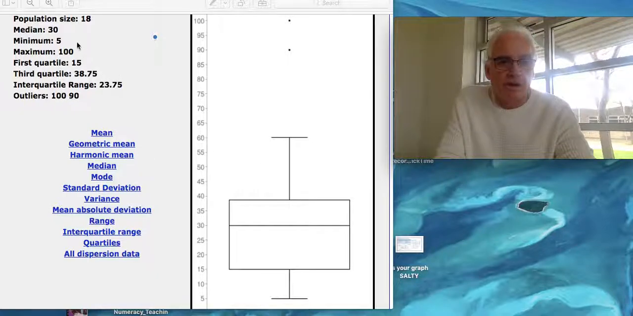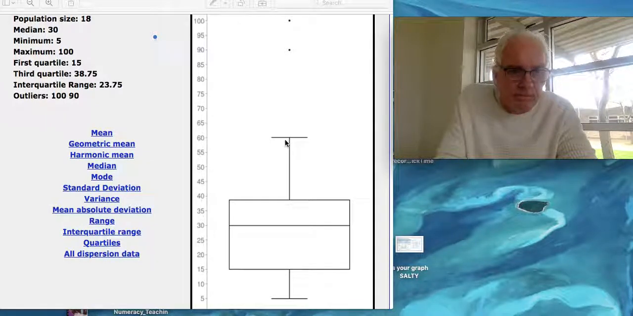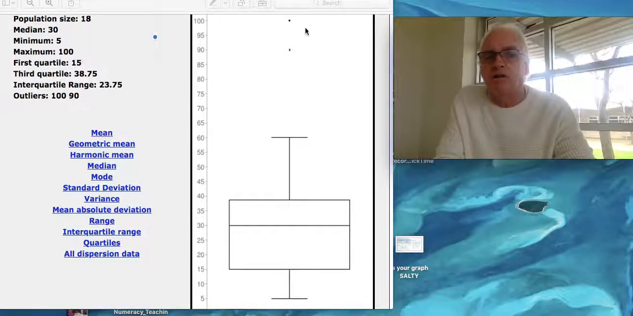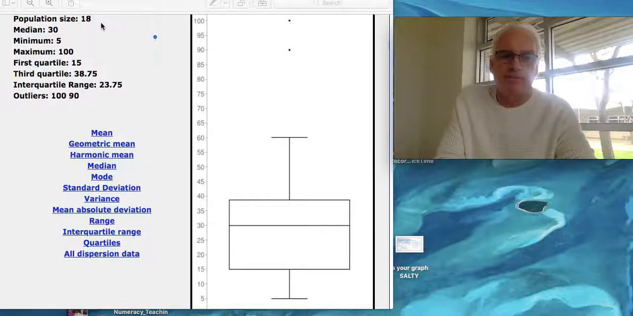We have a minimum score down here of 5, the lowest score in this particular case, and we have a maximum up at the top of 100. Up here as a dot, because it's really what we class as an outlier, out of the ordinary set of data. Also next to the 90. So these students well outperformed the other students in that group of 18.